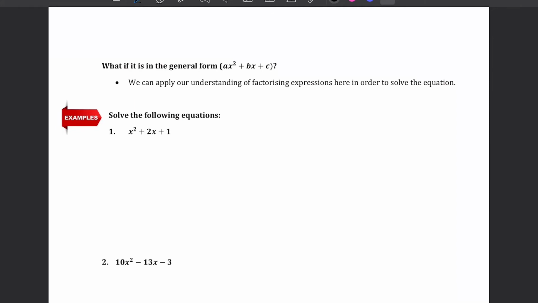Now you might be wondering, what do we do if it's in the general form, which is ax squared plus bx plus c. So what we can do here is apply our understanding of factorizing expressions in order to help us to solve the equation. So let's start with something nice and easy. We've got a monic trinomial. What we're going to do here is factorize this. So we're going to have (x plus 1) and then (x plus 1), and let that equal 0. So all of these again are equal to 0. So now I'm going to basically do x plus 1 equals 0, leaving me with x is equal to negative 1. Now the reason we only have one solution is because x plus 1 is a perfect square.